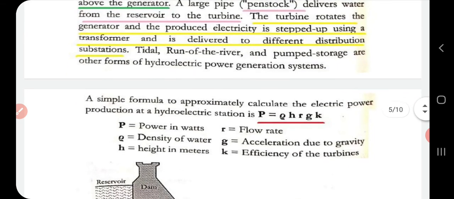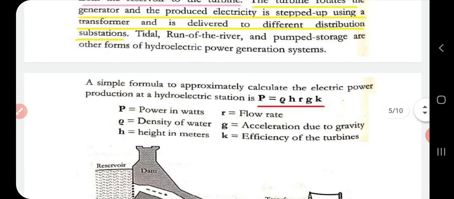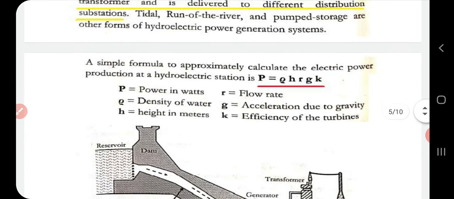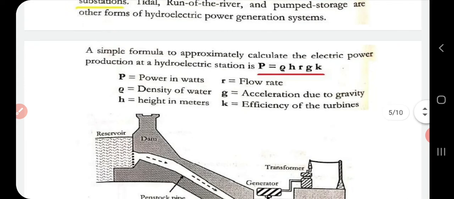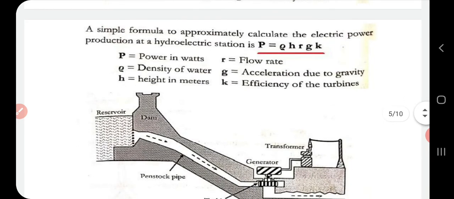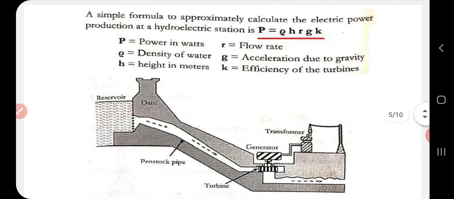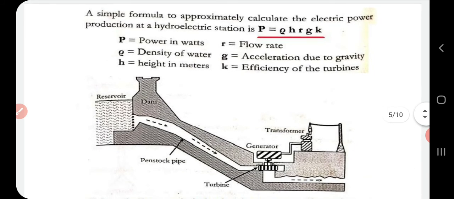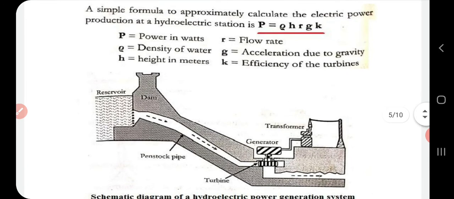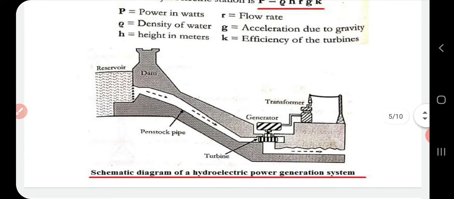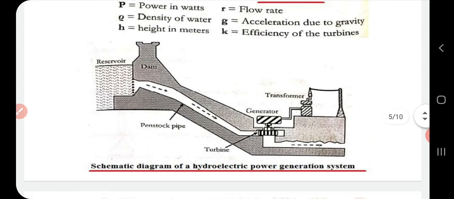There is a formula to calculate the electric power generated by a hydroelectric station, given by P = ρHRGK. P is power in watts, ρ is density of water, H is height in meters, R is flow rate, G is acceleration due to gravity, and K is efficiency of the turbine. So this is a schematic diagram. From this you can explain how hydroelectric power is produced.